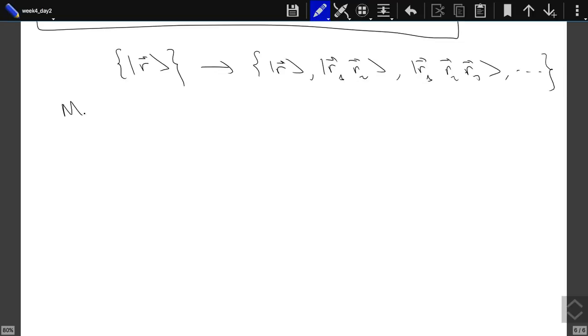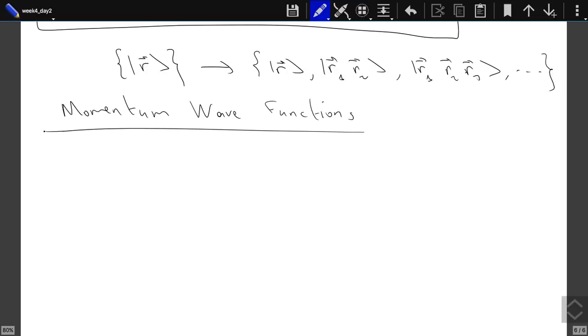So let's start with momentum wave functions. We had already said that the momentum operator is a Hermitian operator, so we can talk about its momentum kets. Let me straight away start from the three-dimensional notation. Whether you do one dimension or three dimensions doesn't really change much. P acting on the ket P is equal to P prime.